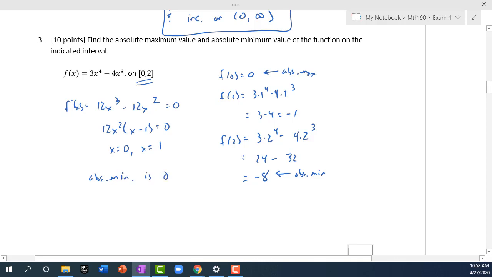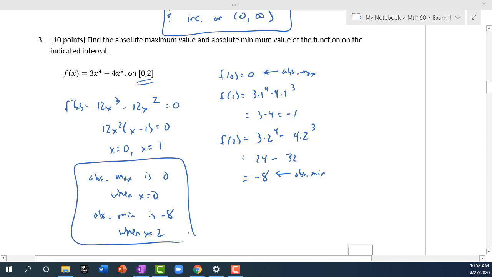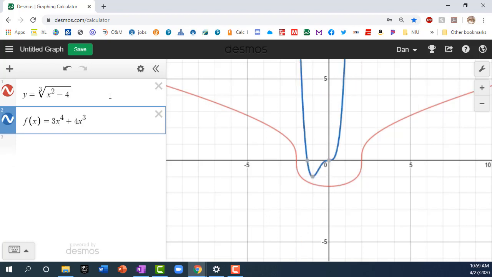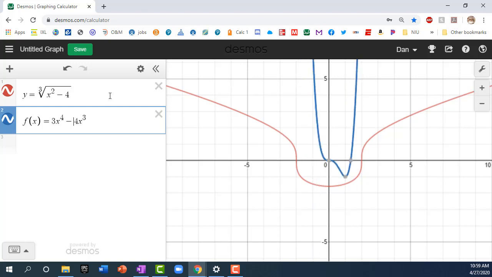Absolute minimum is 0 when x equals 0, and absolute maximum, no, that's the absolute max. Absolute minimum is negative 8 when x equals 2. Let's just do a quick double check on that one as well. F of x equals x to the 4, no, was it? 3x to the 4th plus 4x cubed plus 4 or minus? I think it was minus.